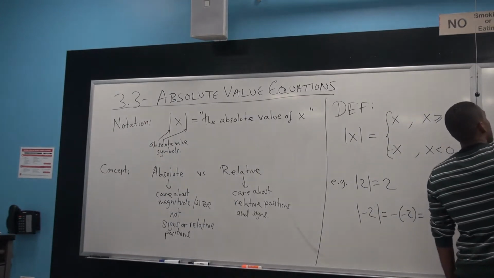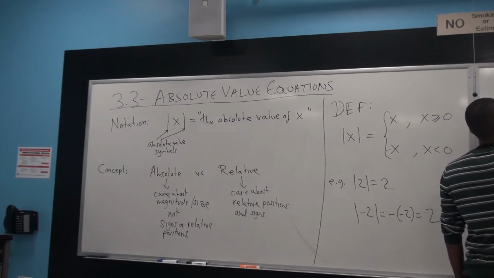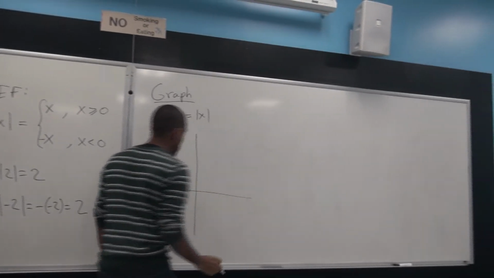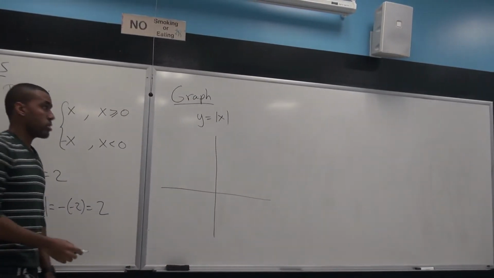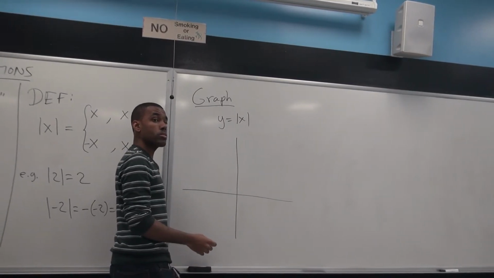You can look at also at the graph. If you're graphing y equals absolute value of x, what happens is, you remember what y equals x looks like? What does y equals x look like? Yeah.